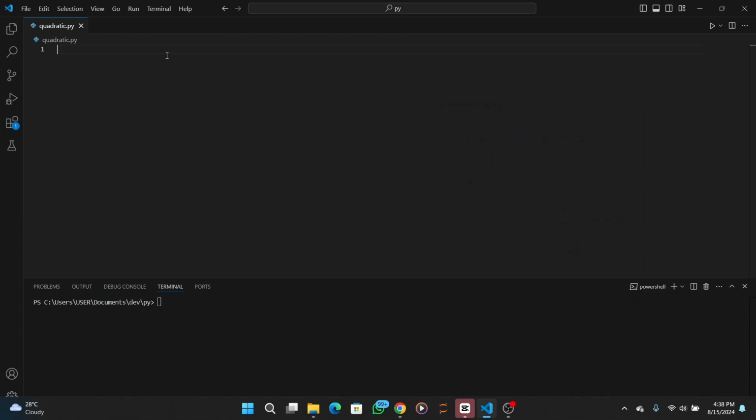So I'll be needing to import some mathematical module. The first one I will import is the math module. I'm importing it so that I will have access to some mathematical functions like the power function and the square root function. I'll comment it out and call it the math module.